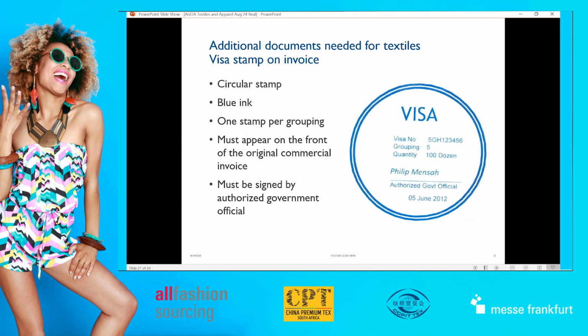There are additional documents that are really important for making a textile entry. This is what the visa looks like, and every country will have a visa stamp that looks something like this. What you need to do is have this stamp put on your invoice, and it'll be held by someone at customs. Sometimes it's a little hard to figure out where to go for this, but generally at the airport or any other port, you will find someone who has this stamp.